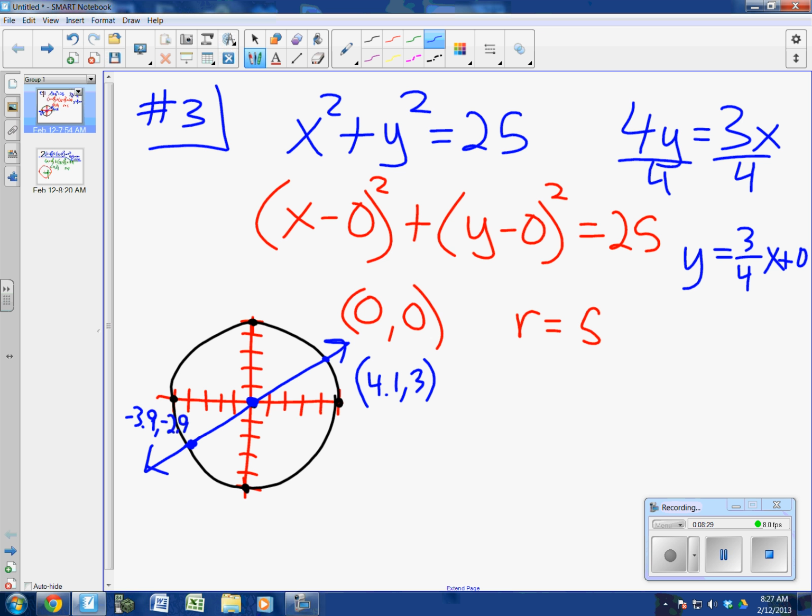Okay, so I'm going to draw it in green down here so you guys can see. We have now x squared plus, and in the place of y, what are we going to put, everybody? 3/4 x squared equals 25. Now we've got to simplify that down and make it into a quadratic equation that we can solve. This is going to be x squared plus, what happens when you square 3/4? 9/16. Good job, Cameron. 9/16 x squared equals 25, right?